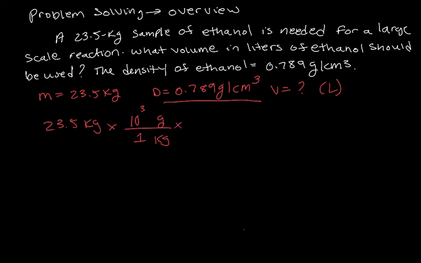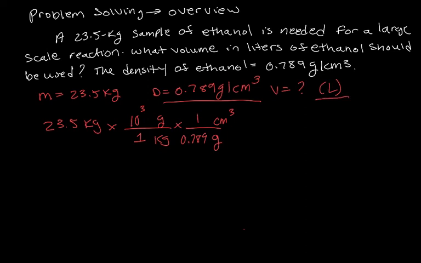So now we can use density as our conversion factor. Since grams is on the top, grams is going to go on the bottom, and cubic centimeters is going to go on the top. So for every 1 cubic centimeter, there's 0.789 grams of ethanol. Now we're not done just yet because we want our answer in liters.